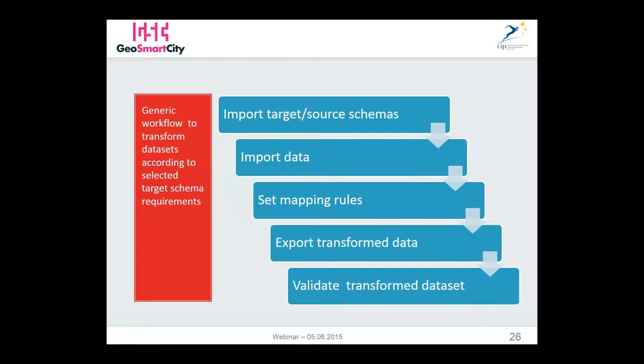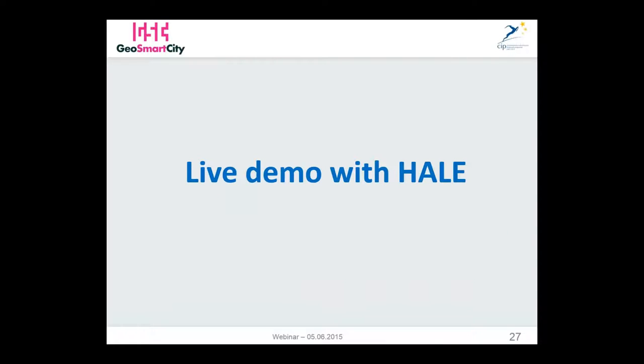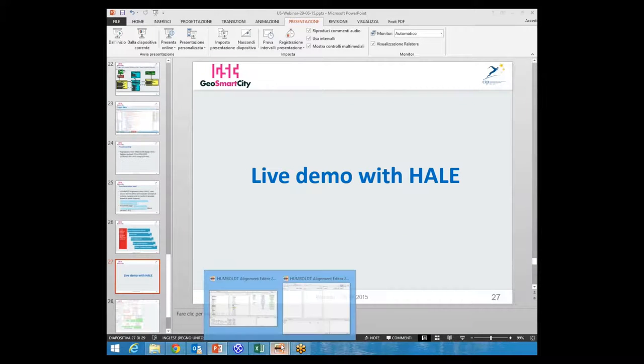We have already said that the transformation tool is the Humboldt Alignment Editor, which is open source. The version used is 2.9.2. And the generic workflow used to transform the dataset according to the selected target schema requirements, which we are going to use in our live demo, is the one you see in the slide: import of target and source schemas, import of data, set of the mapping transformation rules, export of transformed data, and validation of the transformed dataset.